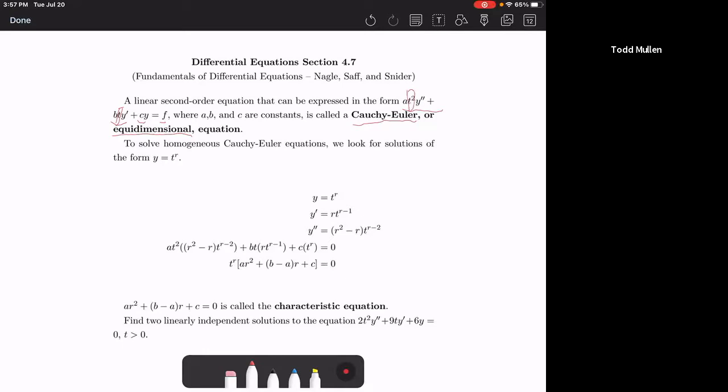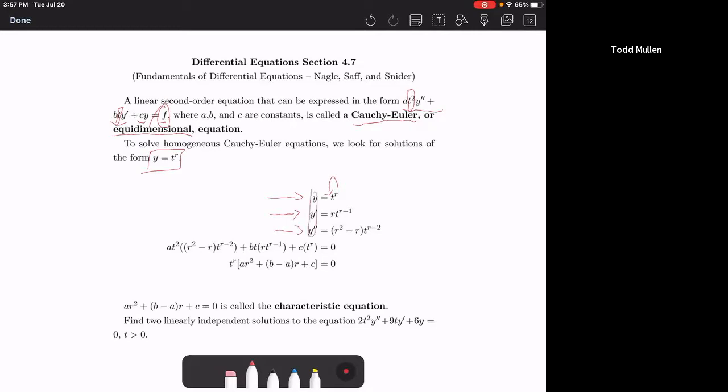To solve homogeneous Cauchy-Euler equations, that is, if they're equal to 0 instead of having this non-homogeneity, we look for solutions of the form y equals t to the r. So let's look at this. If y is equal to t to the r, for that first derivative, just use the power rule, bring that r down. r is just a constant here. And the second derivative is also fairly simple to take.